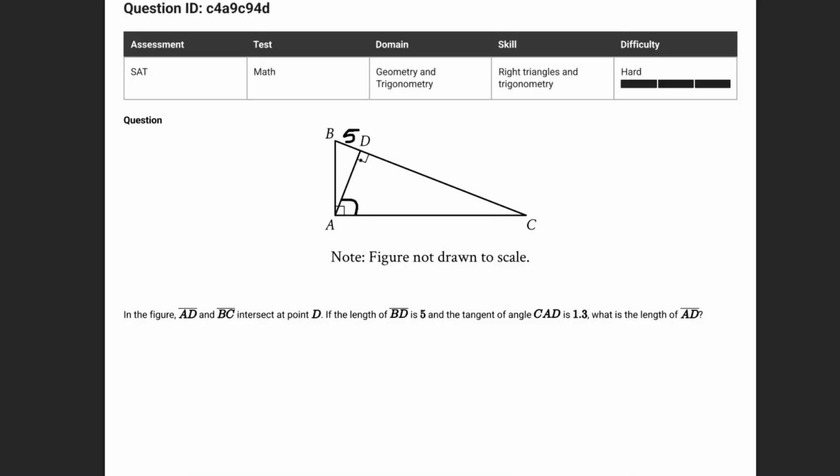That's going to be important because we're going to be using proportions, since there are three similar triangles in here. We have this big right triangle, and with this altitude, line AD, we get a smaller one, the smallest one, and then a medium sized one. All three of these are similar. So we know CAD, this angle, has a tangent of 1.3. We can find the corresponding angle to CAD in this smaller triangle, and use proportions to solve for AD.